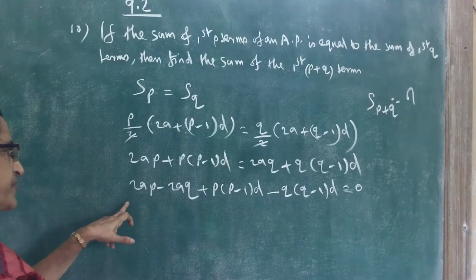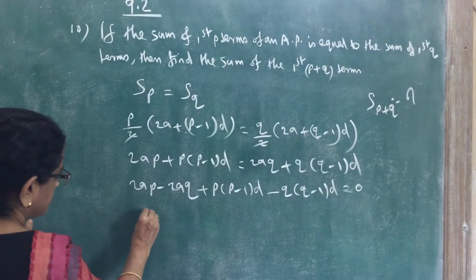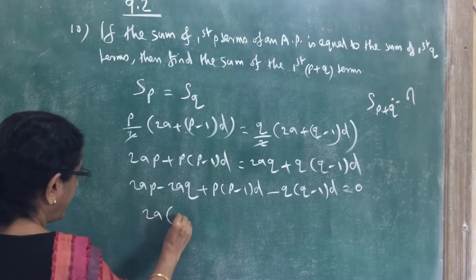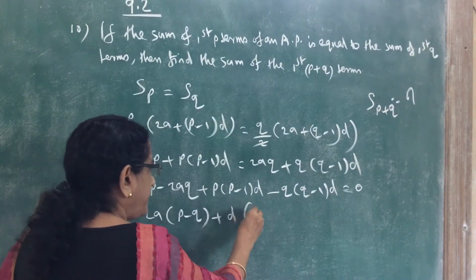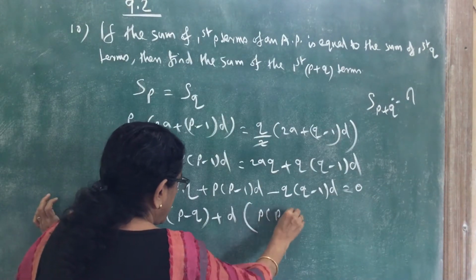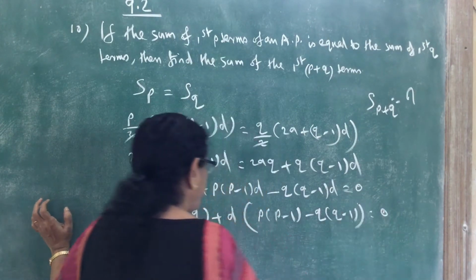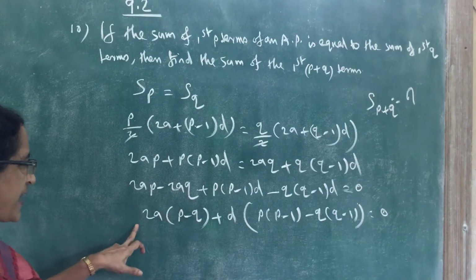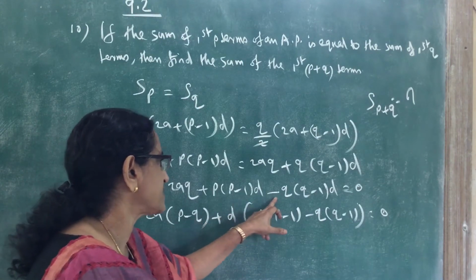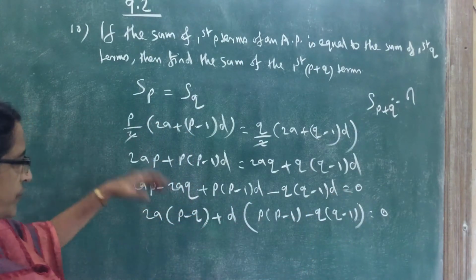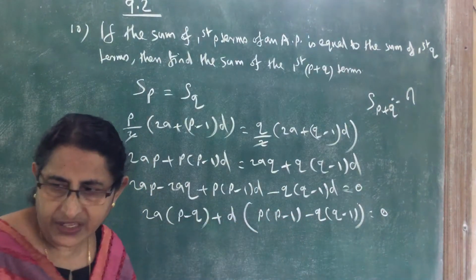Now from these two terms we can take 2a common. So 2a into (p minus q) plus d into (p into (p minus 1) minus q into (q minus 1)) equals 0. So we have taken 2a as common factor, and from these two terms take d common. Now we can open the bracket and factorize that.